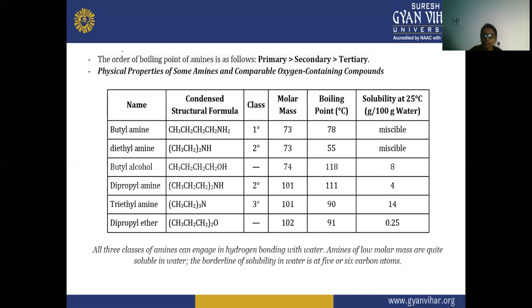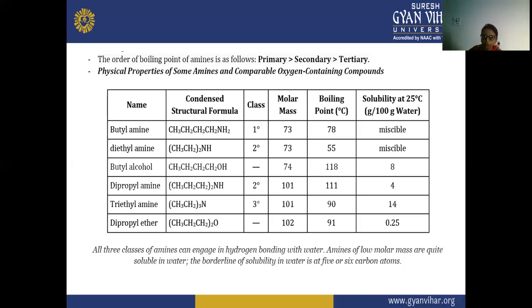It is miscible. Next is butyl alcohol. Here the alcohol has a molar mass of 74 and a high boiling point. Its solubility is 8. Next, dipropylamine. In this case, it is a secondary amine, its molar mass is 101, its boiling point is 111, and its solubility is 4. Next is triethylamine. In this case, it is a tertiary amine with a molar mass of 101 and a boiling point of 90.